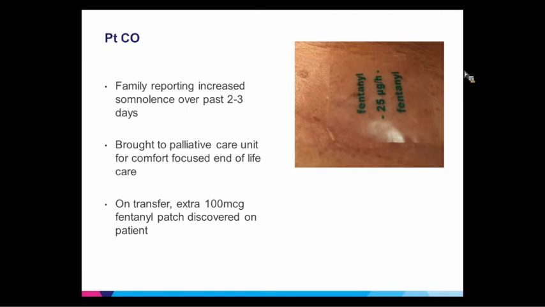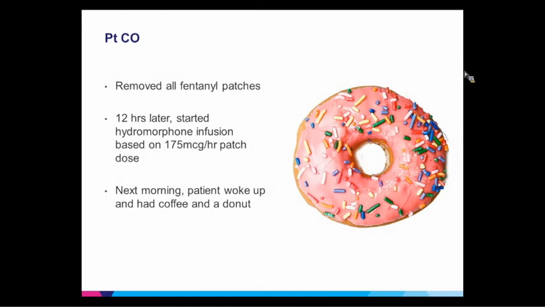So we did a MERS. We took all of the fentanyl patches off of him. And then it takes about 12 hours after you take off the patch for fentanyl to clear the body. So 12 hours later, we started him on a dilaudid drip based on the correct dose of 175 microgram patch. And the next morning, he was completely awake, and his wife brought him a donut that he ate, and it was on high flow, so it wasn't ideal, but he only aspirated a little bit. And then he was actually quite awake and quite happy for the next week, and he did end up dying in the unit, but he had a very good week.